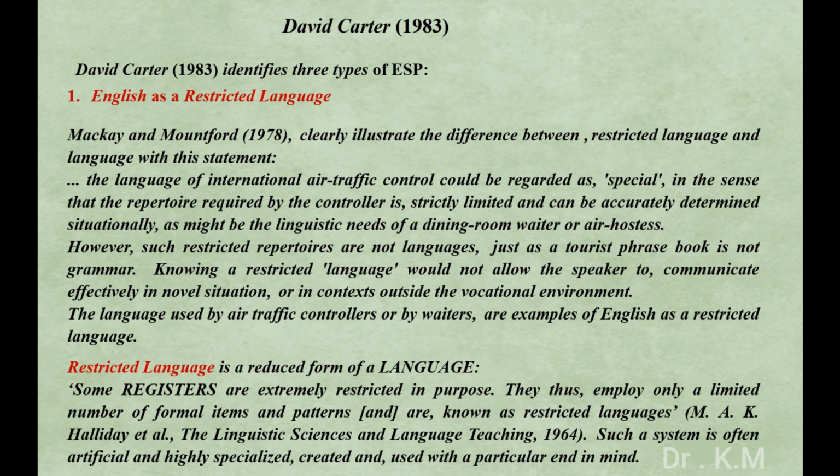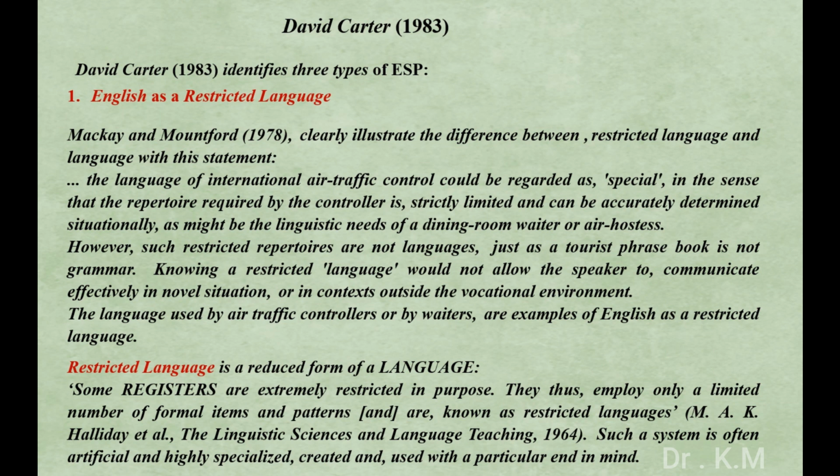Mackay and Mountford, 1978, clearly illustrate the difference between restricted language and language with this statement. The language of international air traffic control could be regarded as special, in the sense that the repertoire required by the controller is strictly limited, and can be accurately determined situationally, as might be the linguistic needs of a dining room waiter or air hostess. However, such restricted repertoires are not languages. Just as a tourist phrase book is not grammar.